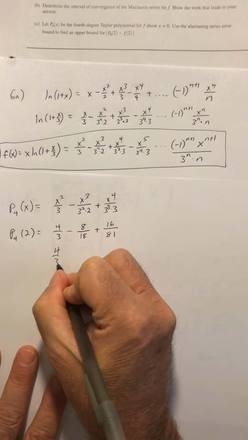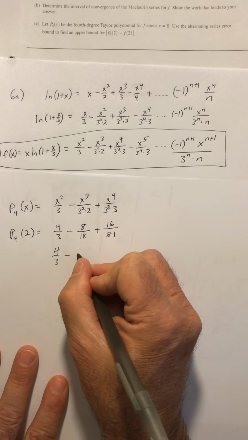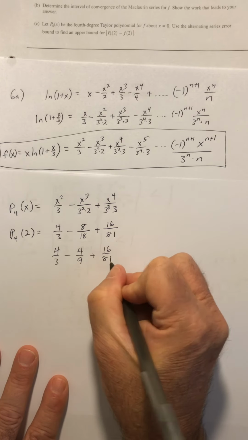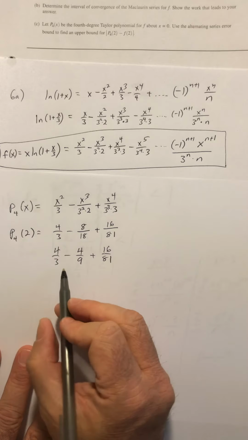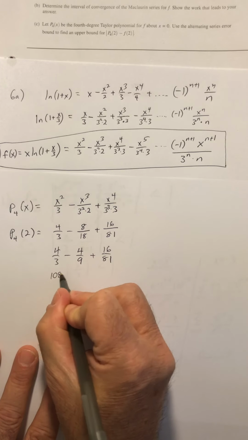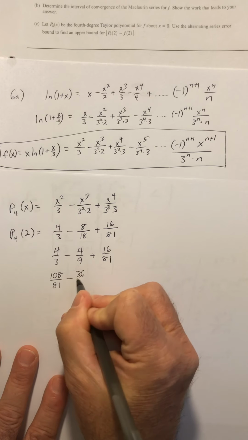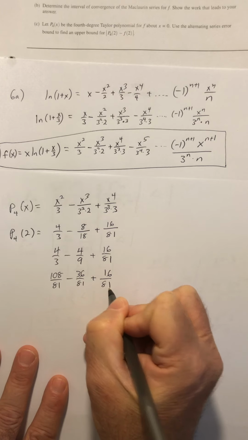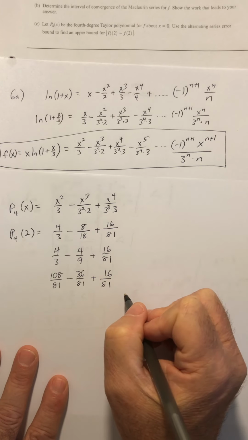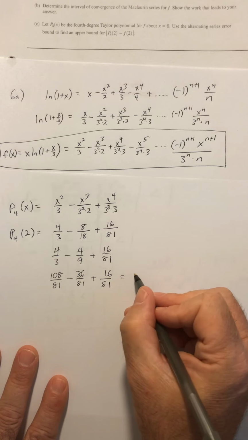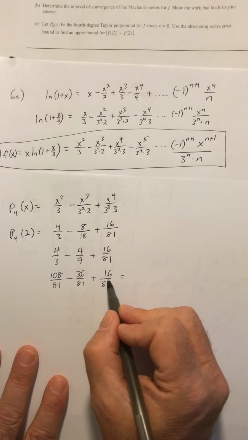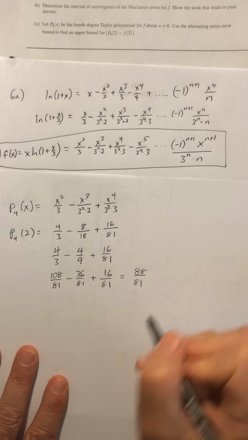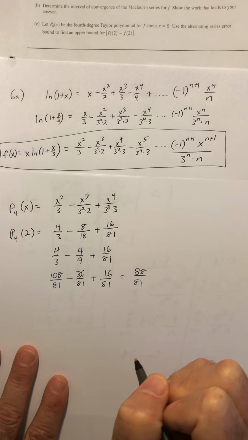If I simplify, 4/3 minus 4/9 plus 16/81. I can figure out the answer to that with a common denominator of 81. This is going to be 108 over 81 minus 36 over 81 plus 16 over 81. And I think that ends up being 88 over 81. We may not even need to find that, but that is what the value of P of 2 is.